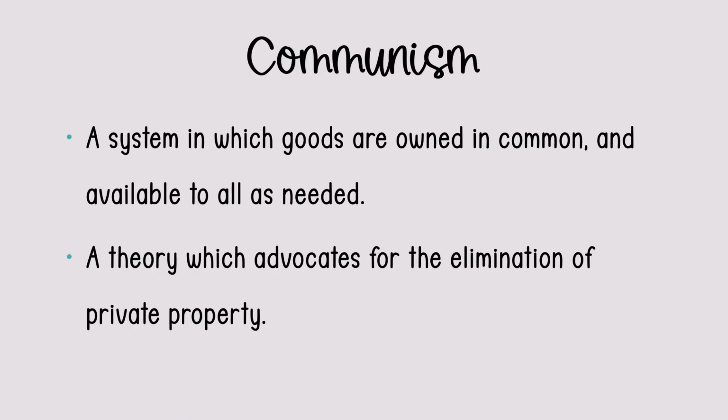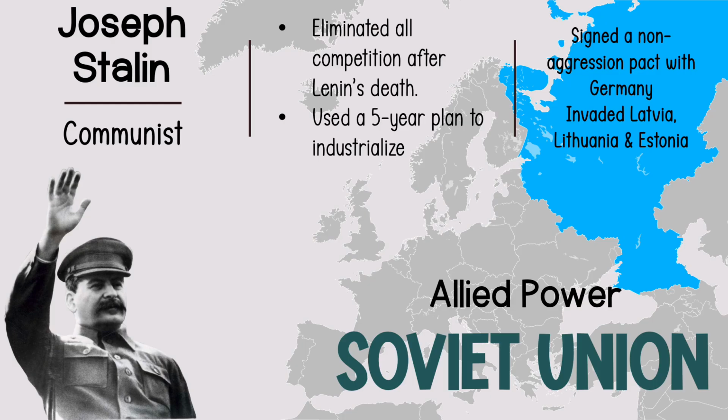Switching gears a little bit, communism is a system in which goods are owned in common and are available to all as needed. It is a theory which advocates for the elimination of private property. Joseph Stalin, a communist, rose to power in the Soviet Union after the death of Vladimir Lenin in 1924.